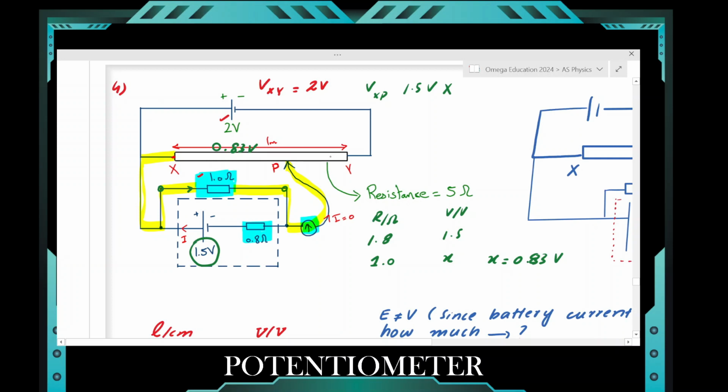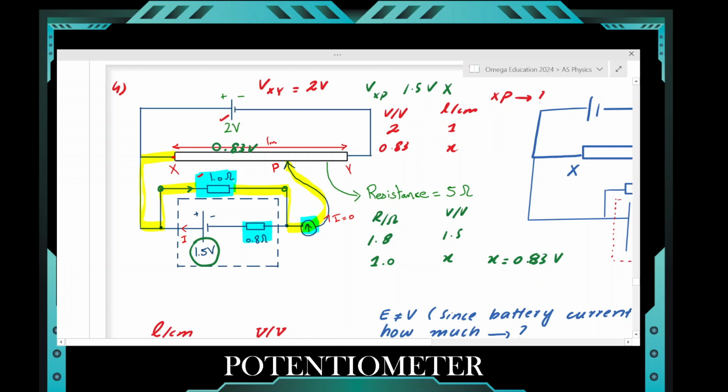But you need to find the length. Once again, you need to find the length XP in all of these questions, in all of these examples. So let us use the cross multiplication once again. So voltage over here, length over here. So for 2 volts, the length was 1 meter. And for 0.83 volts, the length would be X.